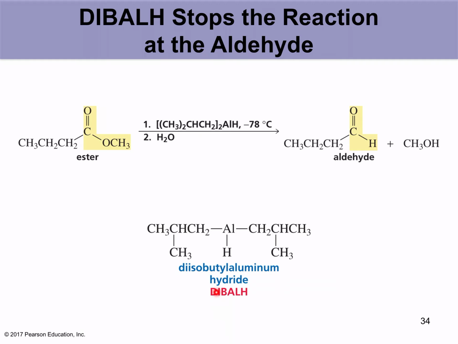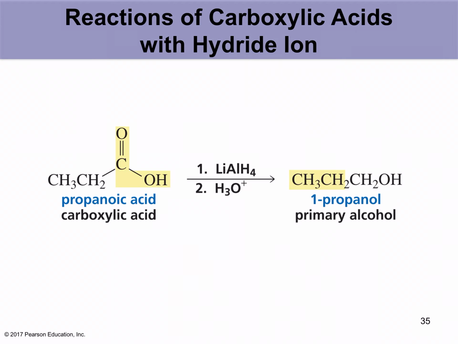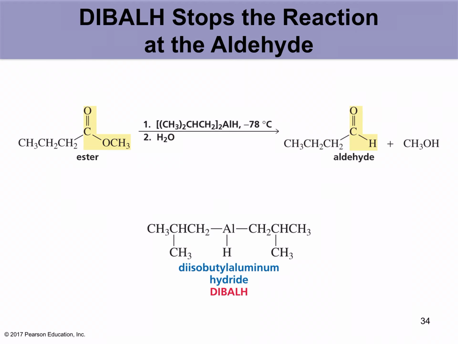Okay, and this is DIBAL-H, diisobutyl aluminum hydride. This is the isobutyl group. The iso part is these 4 carbons, isobutyl, diisobutyl aluminum hydride. I have used these reagents during some of the reactions I did in my PhD, diisobutyl aluminum hydride, and sodium borohydride, and they work well. They're good.